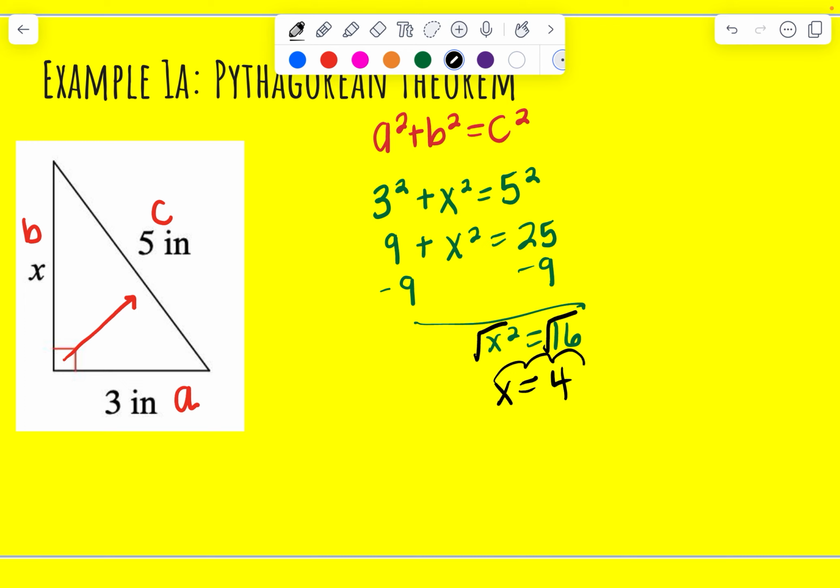Notice that we're only doing the positive square root of 16. Before, when we were solving square roots, we would have said positive and negative. But since this is a length, it's only going to be the positive. So positive 4.